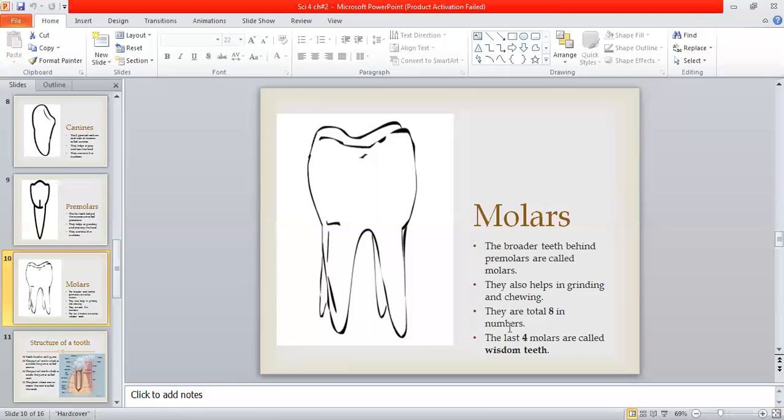How are they eight in number? In the upper jaw they have two on the right side and two on the left side. Again and again I'm saying that in your mouth you have a total of 28 teeth. Your wisdom teeth are not visible, and the wisdom teeth which are going to grow are basically molars. So the last four molars are called the wisdom teeth. They have not grown in your mouth yet. They will grow at the age of 18. So these are the four basic types of teeth: incisors, canines, premolars, and molars.